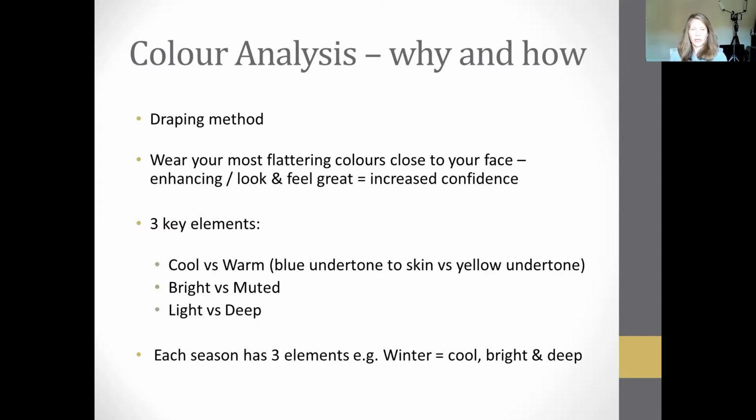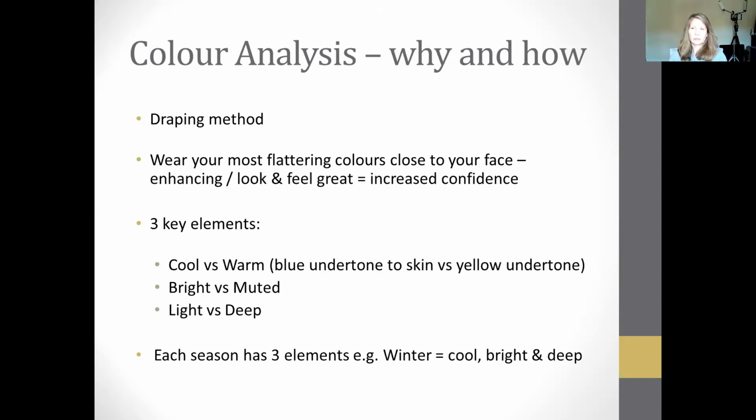So for each season there are three key elements. So for example, one of them is cool versus warm. Now this refers to your skin tone. If you have a cool skin tone, you have what's called a blue undertone. If you have a warm skin tone, it's a yellow undertone to your skin. So for somebody like myself, I am a summer and I have a cool skin tone. So that means I have that blue undertone to my skin.